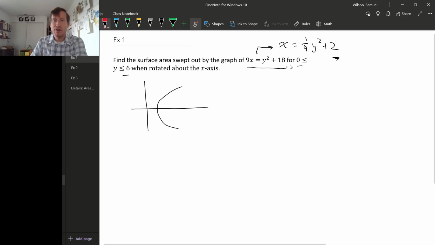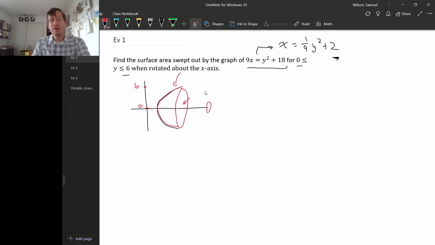And we have the part of this parabola that goes from y = 0 to y = 6. So that's something like this. And we're going to rotate this about the x-axis. When we do that, we get this parabolic bowl shape. So we're going to be finding the surface area of the sides of this bowl, not the circular piece in the end. Remember, surface area integrals only add up the surface area that's covered by the graph as the graph rotates around the axis.